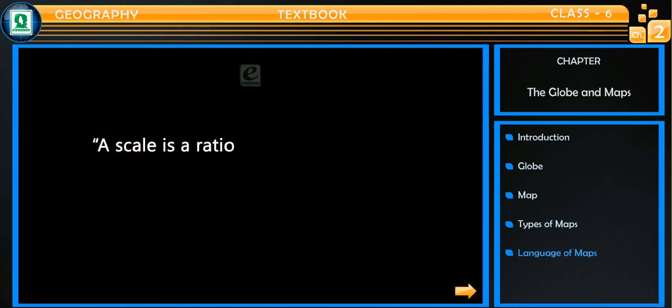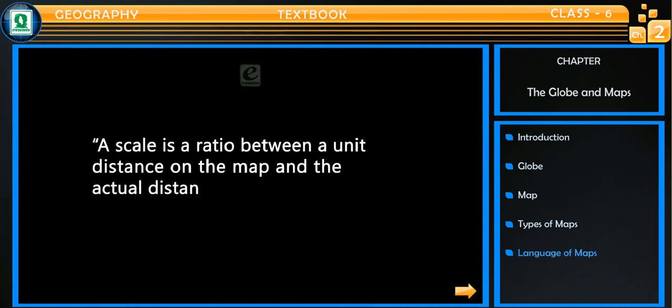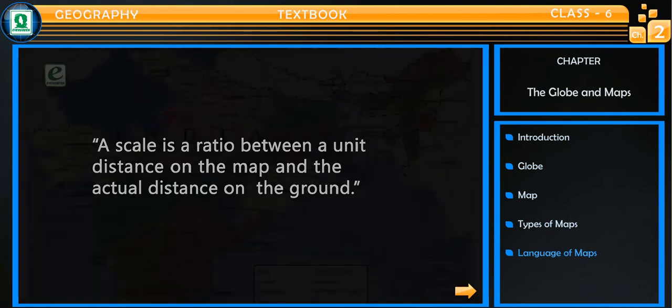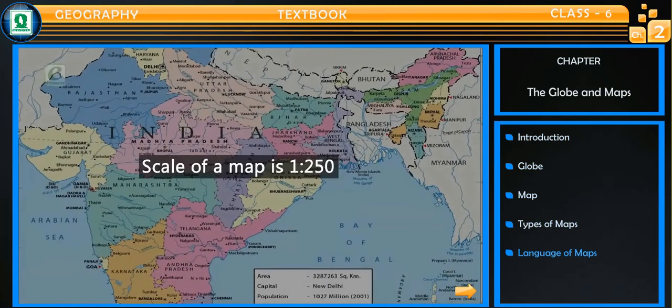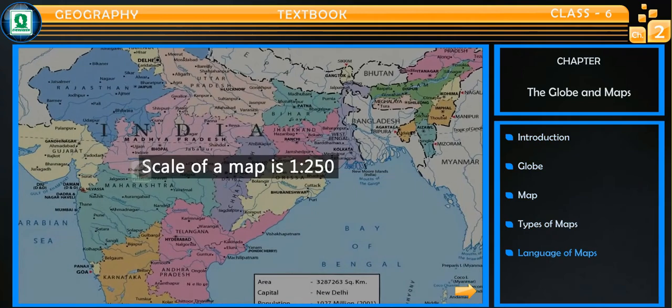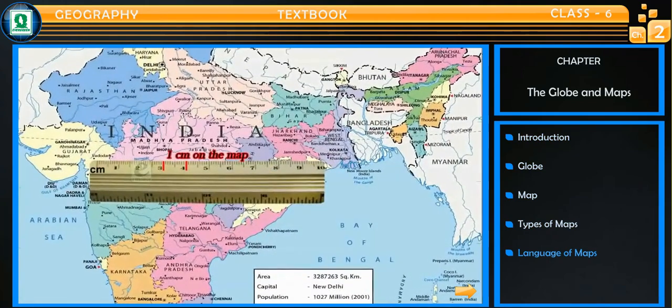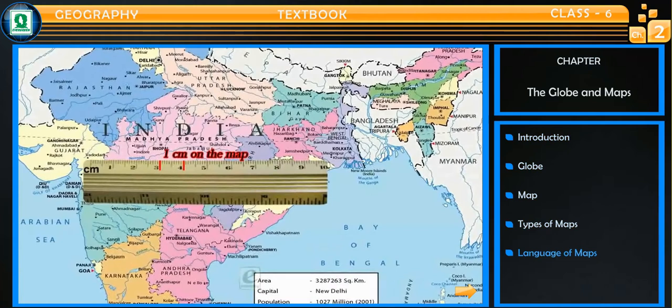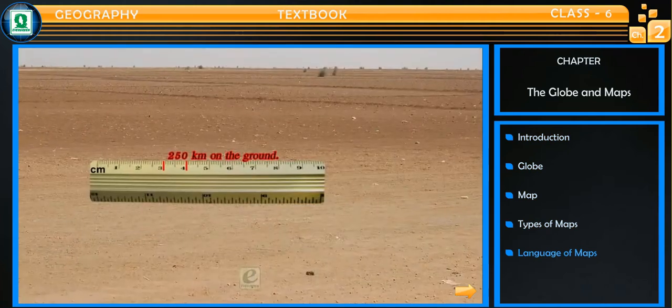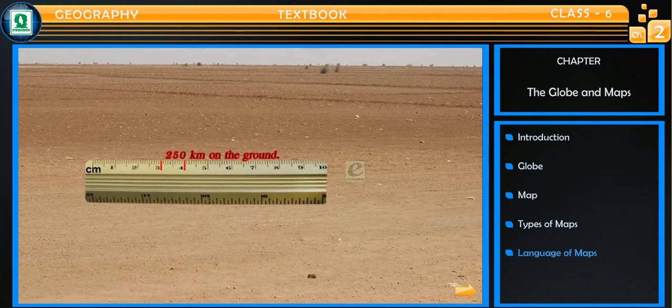A scale is a ratio between a unit distance on the map and the actual distance on the ground. Suppose a scale of a map is 1 to 250. It means that a distance of 1 centimeter on the map is equal to 250 kilometers on the ground.